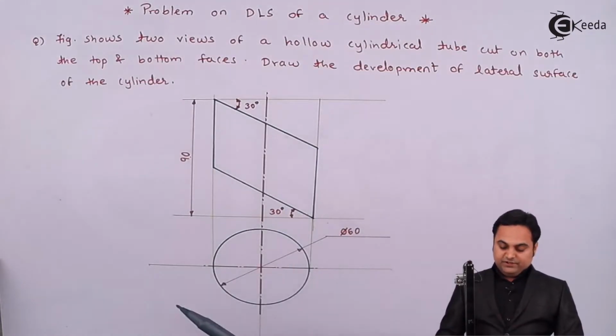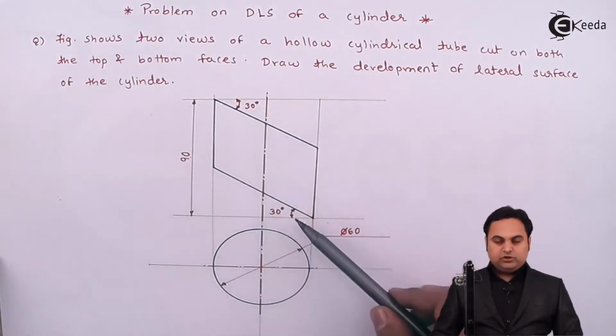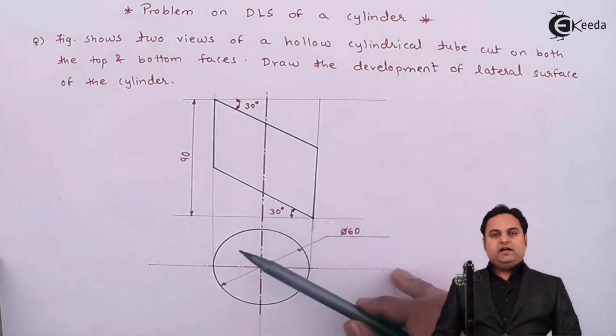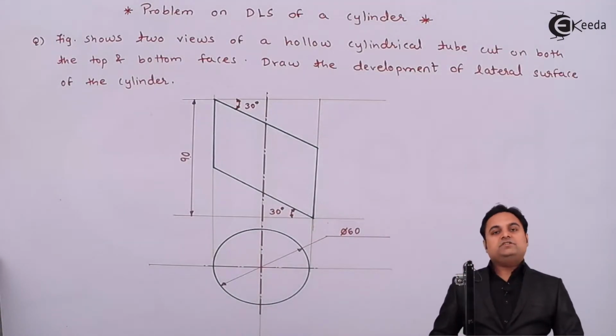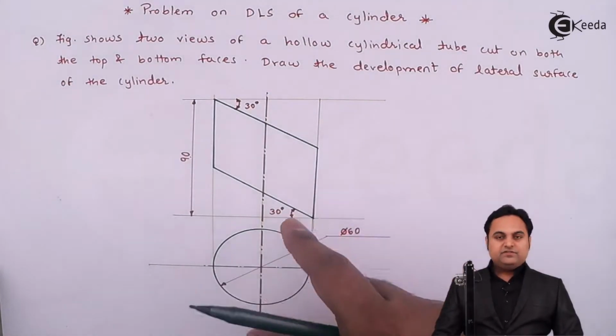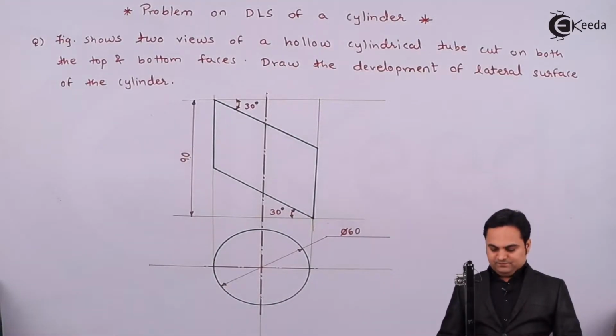Here we have a cylinder which is cut from the top and from the bottom at an inclination of 30 degree and 30 degree, and we have to draw the development of lateral surface for this cut cylinder. So first of all, I'll be drawing this question which they have given as it is in the solution. So let us get started.